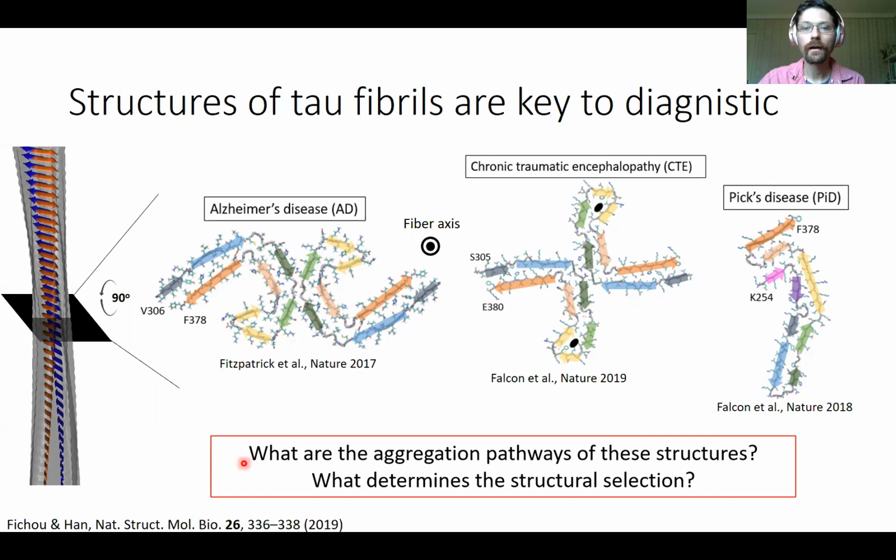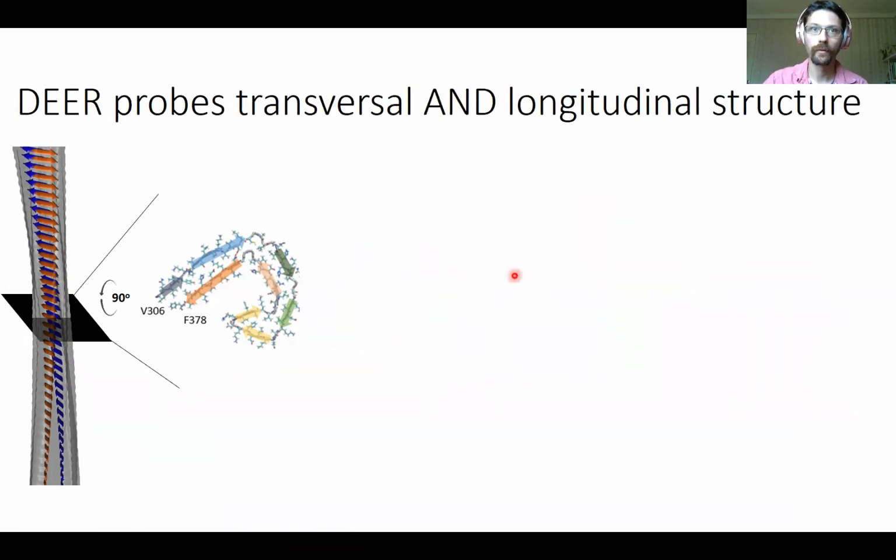So there is a question that we as a group and many other people are really interested in: what type of aggregation pathways lead to the formation of those different conformations, and what are the molecular determinants to reach a given structural selection? So with this question in mind, we thought that DEAR actually could contribute in several ways, as you will see.